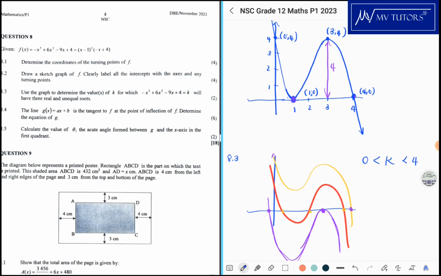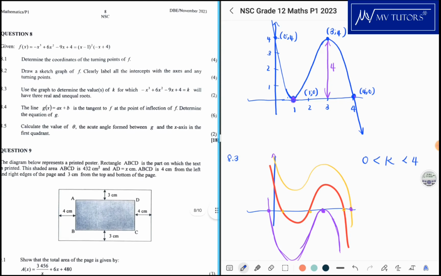If it's at 0, it doesn't work. If it's at 4, it also doesn't work. All right, and that is your 2 marks.